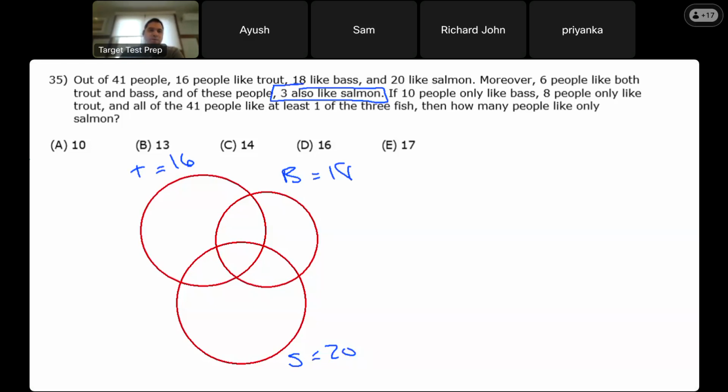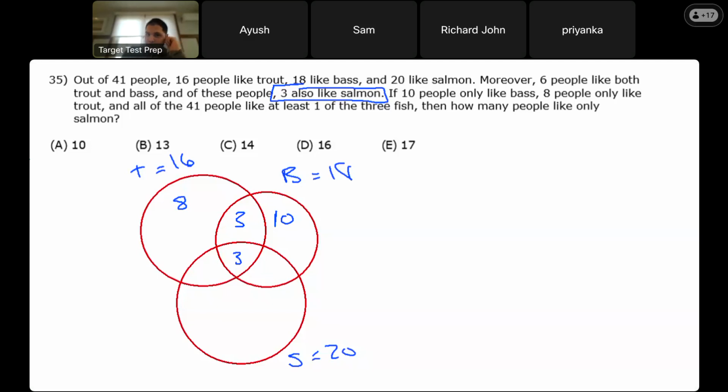So that's an interesting way to put it, but what that really means is it's 3 that like trout and bass only, because we're going to subtract the 3 from it. 10 like only bass, so we're going to put that inside. 8 people like only trout, so we're going to put that inside. And 41 like at least 1 of 3 fish, which means that there's no neither circle.